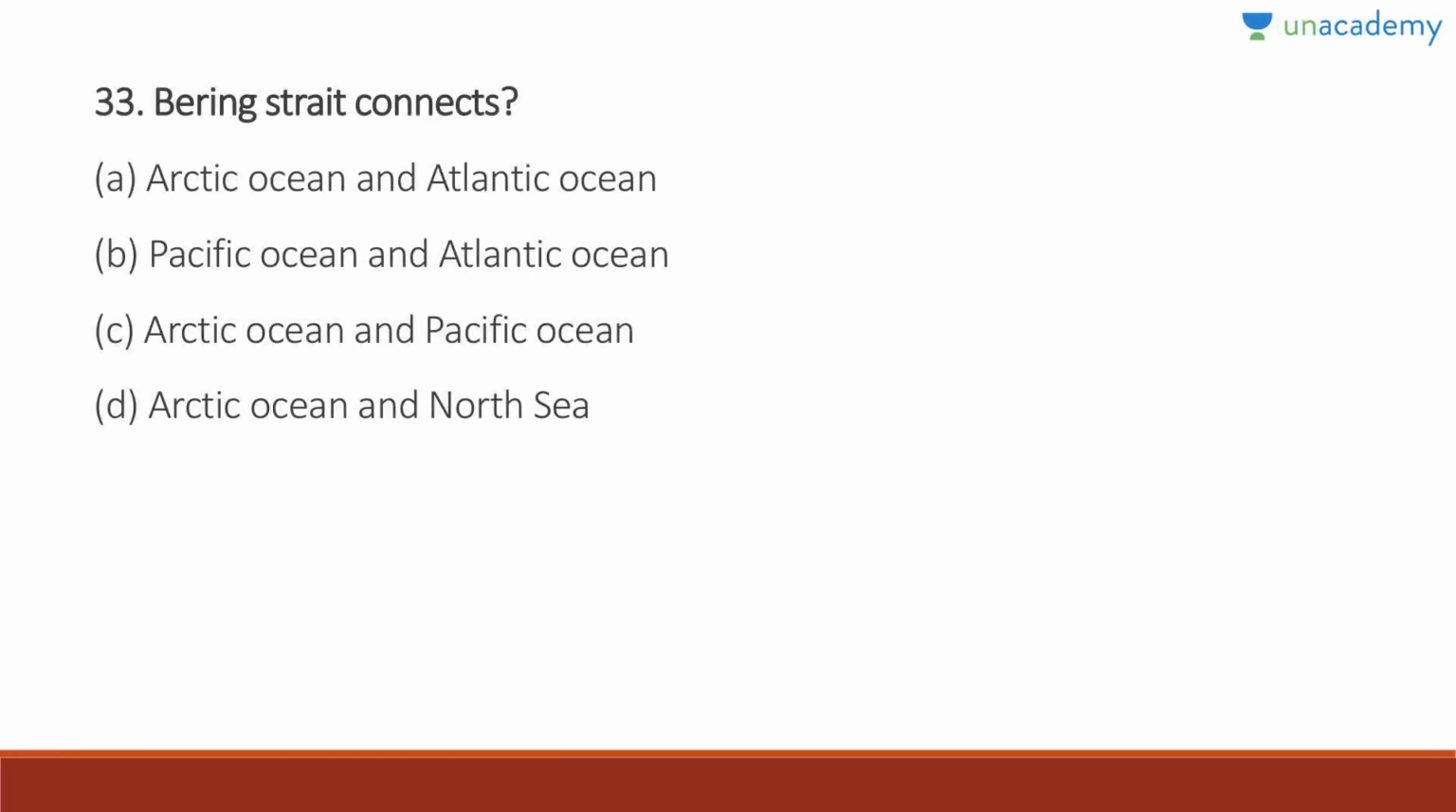Question number 33. Bering Strait connects which of the following? So Bering Strait is a connection between Arctic Ocean and Pacific Ocean. So that is why it is a very important pass, by the way. So answer here is C, Arctic Ocean and Pacific Ocean.